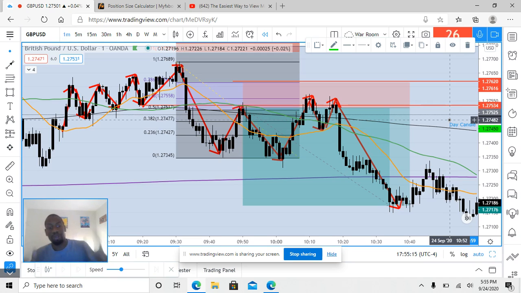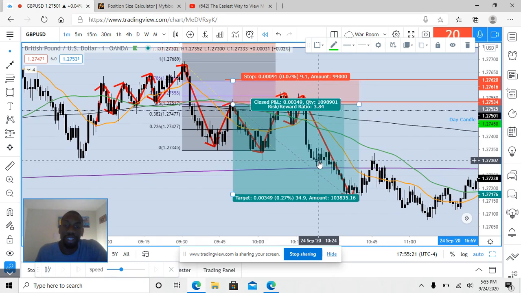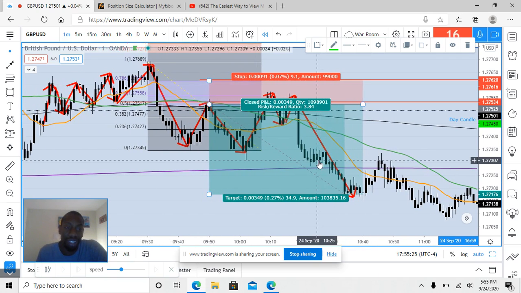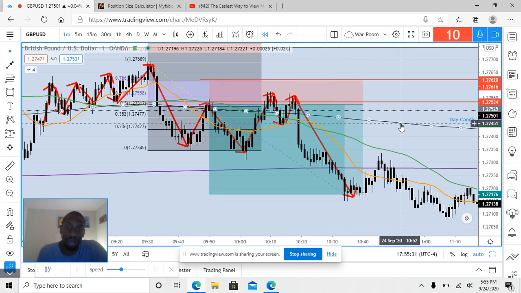This is how the market moves. It moves that simple, man. It moves in structure. You learn market structure. Market structure is king. You learn market structure, you know what the deal is.